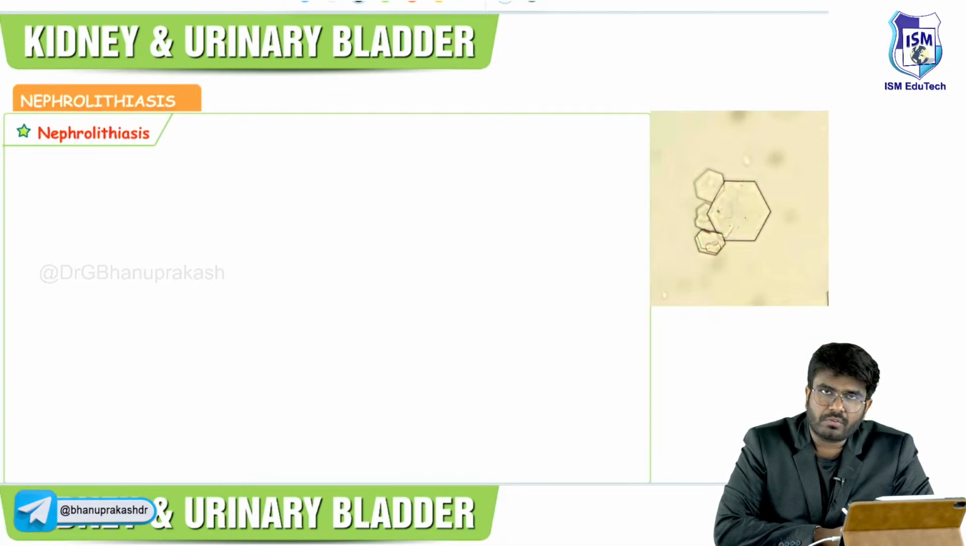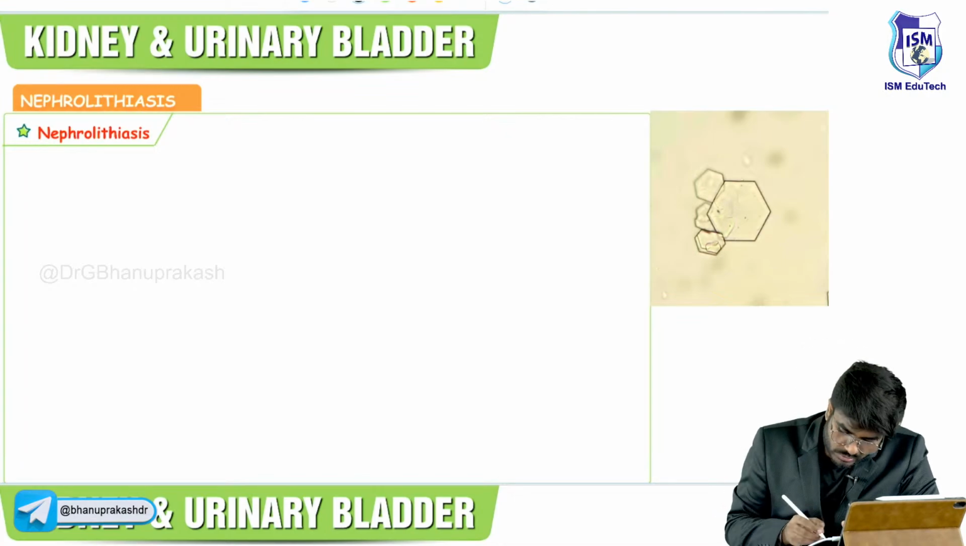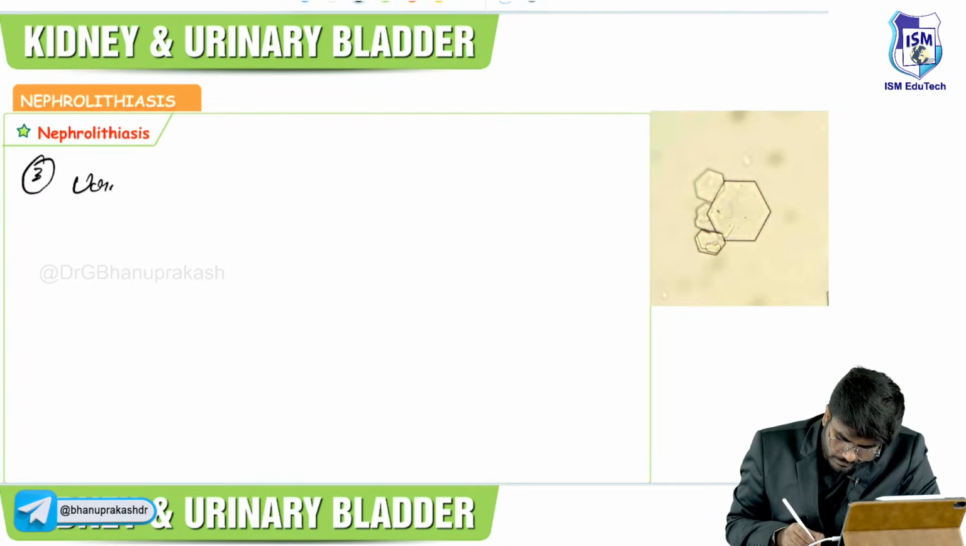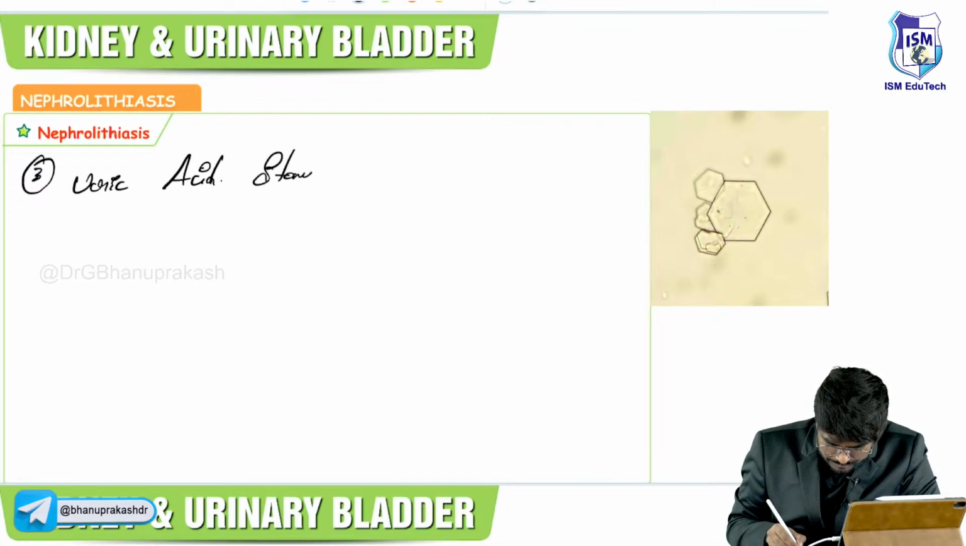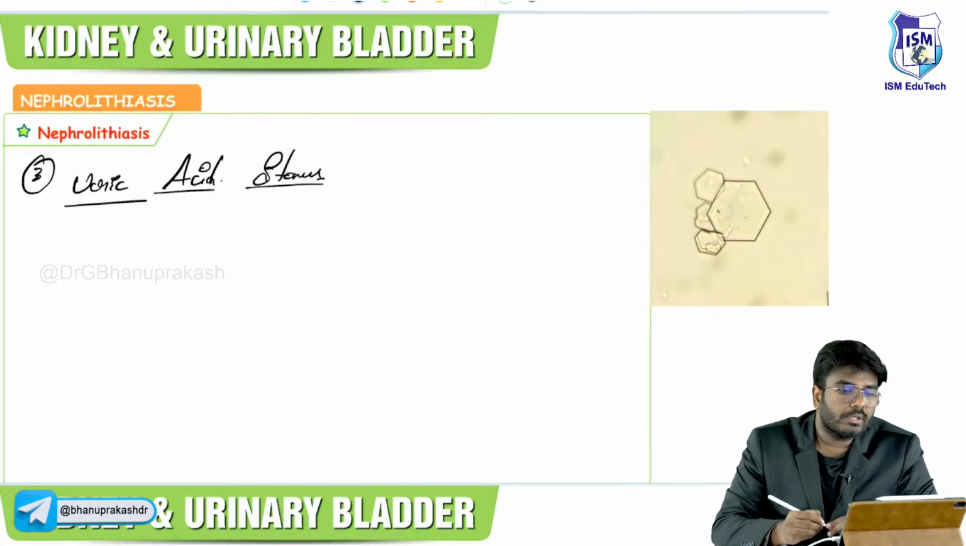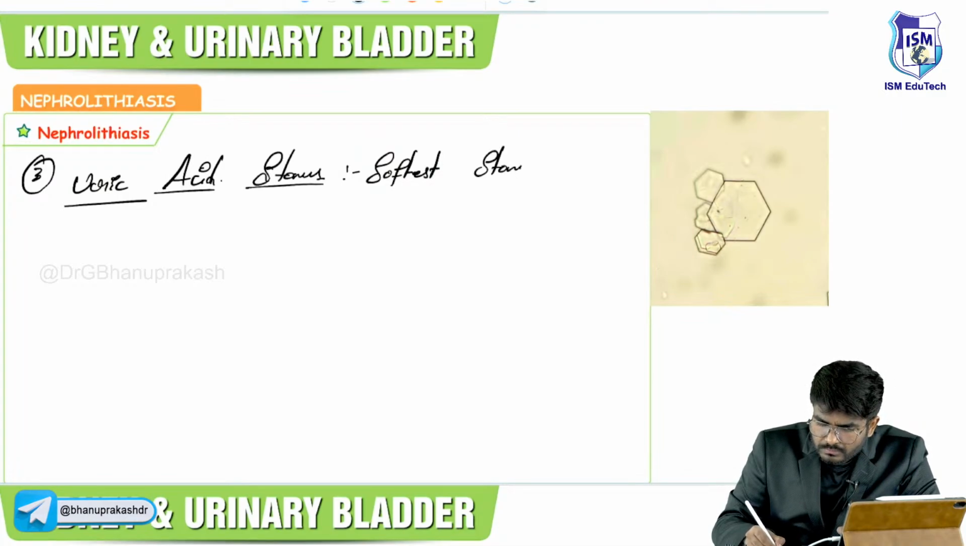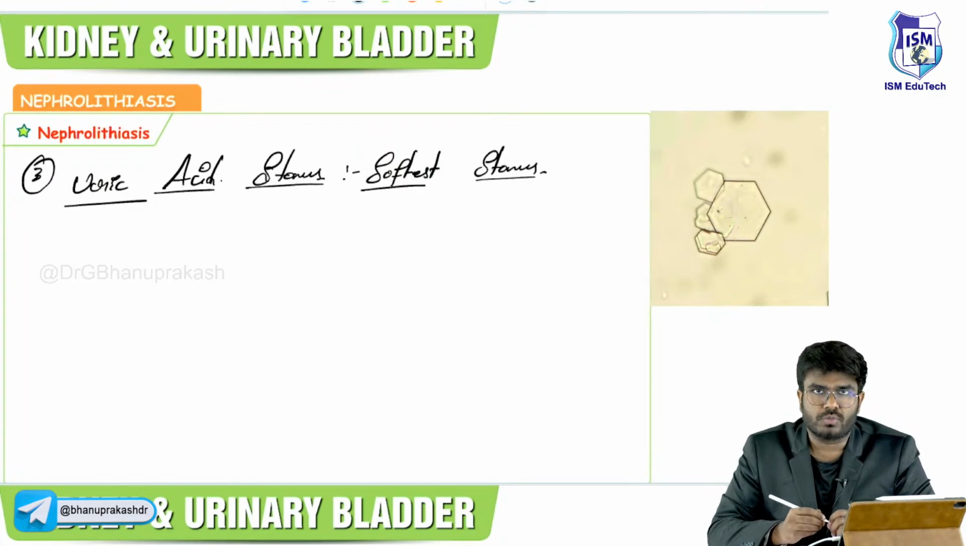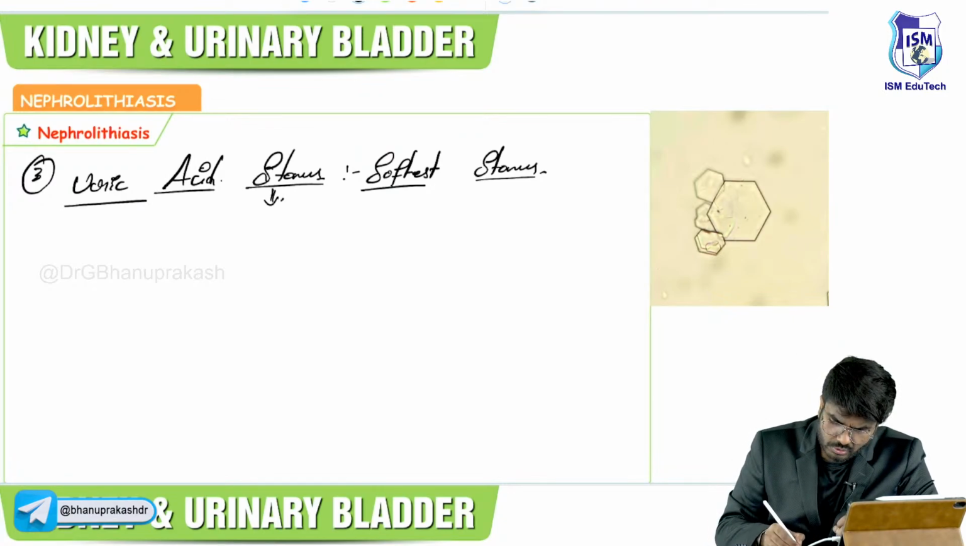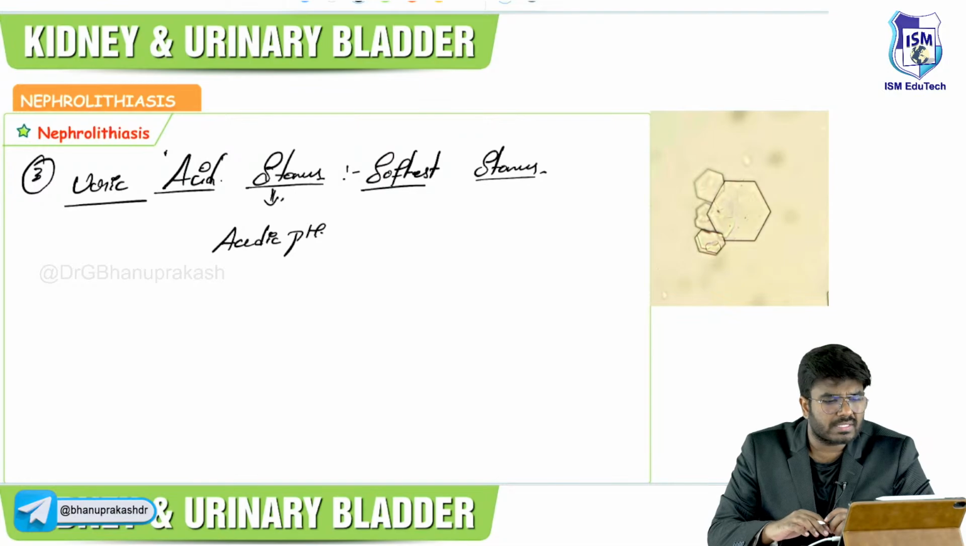The third type of stones which I want to discuss here is uric acid stone. The uric acid stones are the softest stones. And uric acid stones are going to be formed in acidic pH. Not only them, most of the stones form in the acidic pH.